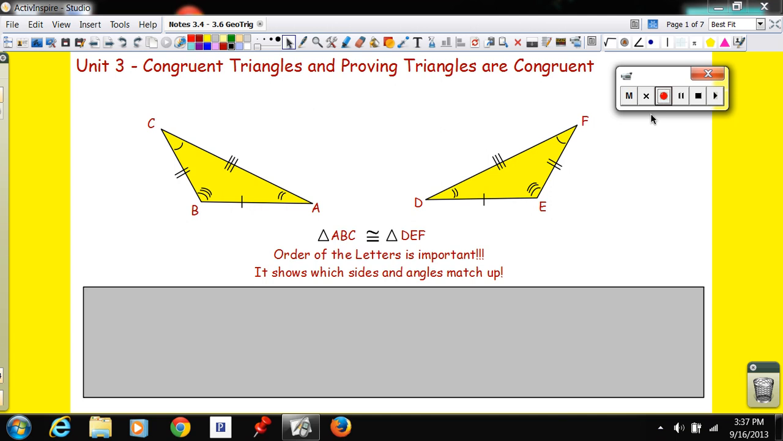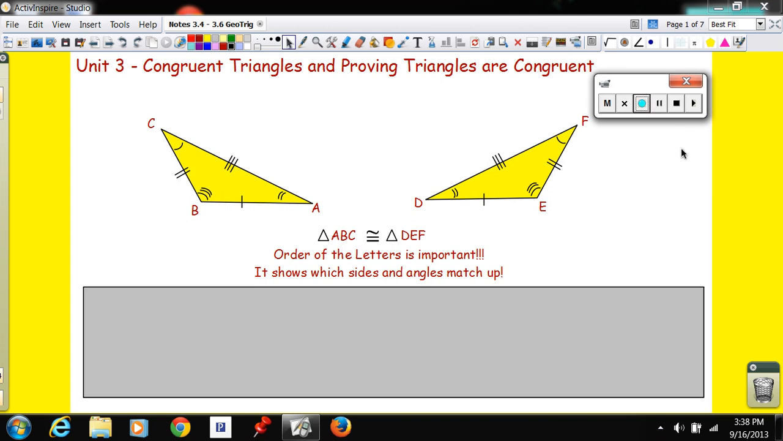Here are the notes for Unit 3 on congruent triangles and proving triangles are congruent. This is actually about 3 sections, so it might be just a touch longer. I don't think so. You can see up here there's only 7 slides, so it's not super long, but there are some things that I really need you to go over. So these are on congruent triangles.